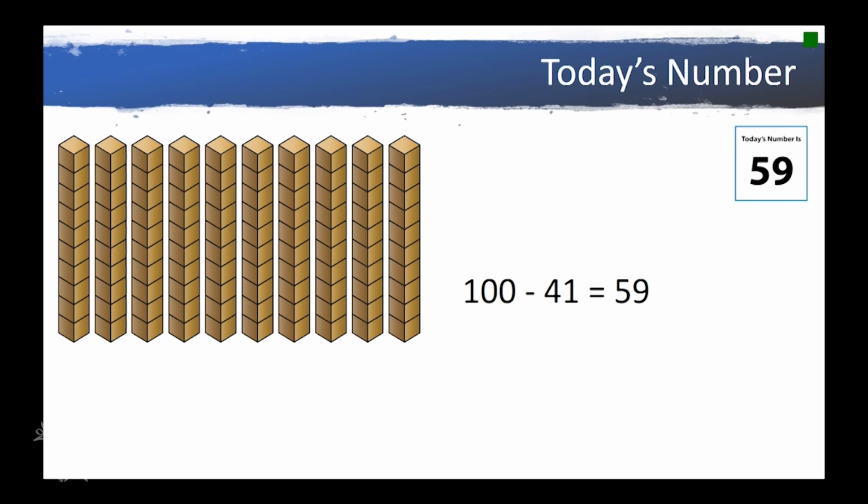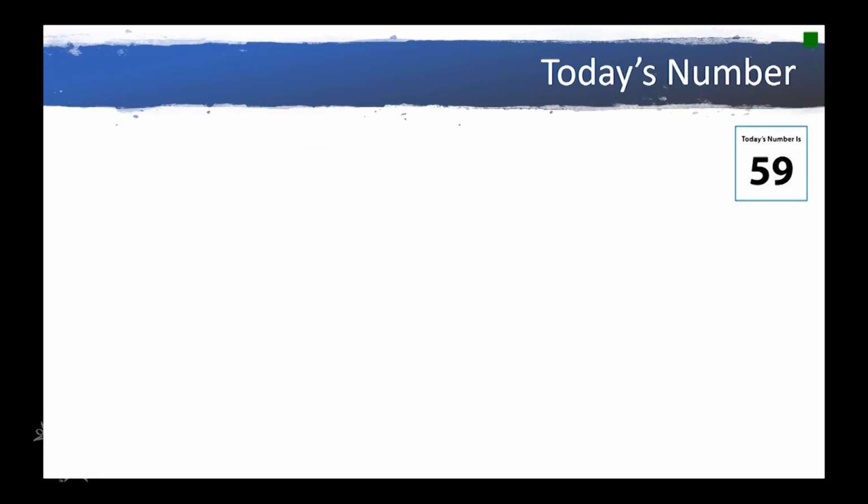What if we started with 100? We would have to subtract 41 to get to 59. So 100 minus 41 equals 59. Here are some more ways to make 59. 2 plus 57 equals 59.